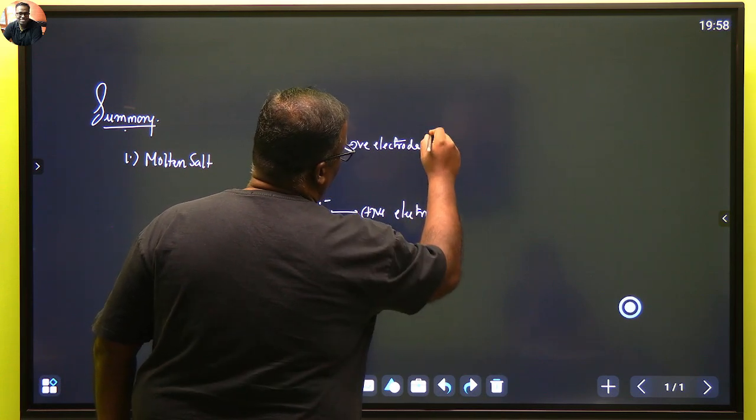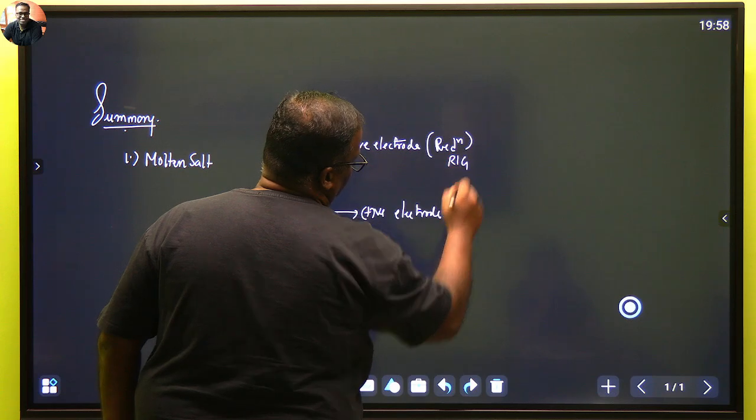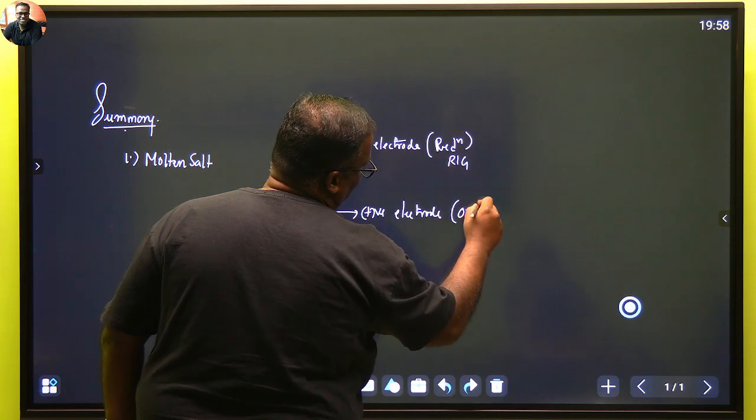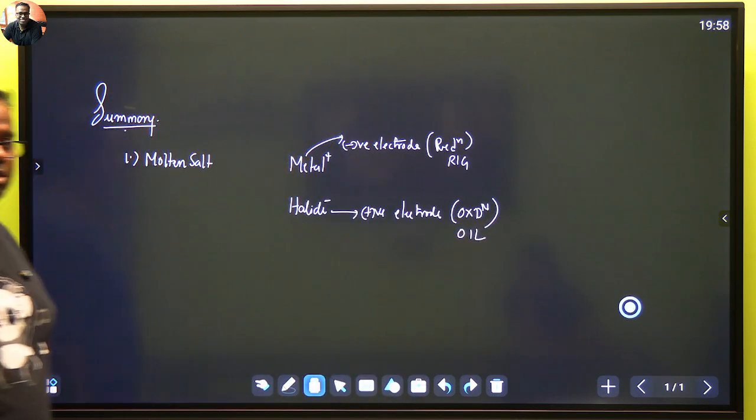In this electrode, it will undergo reduction, that is Rig. In this electrode, it will undergo oxidation, that is OIL. Are we clear on this?